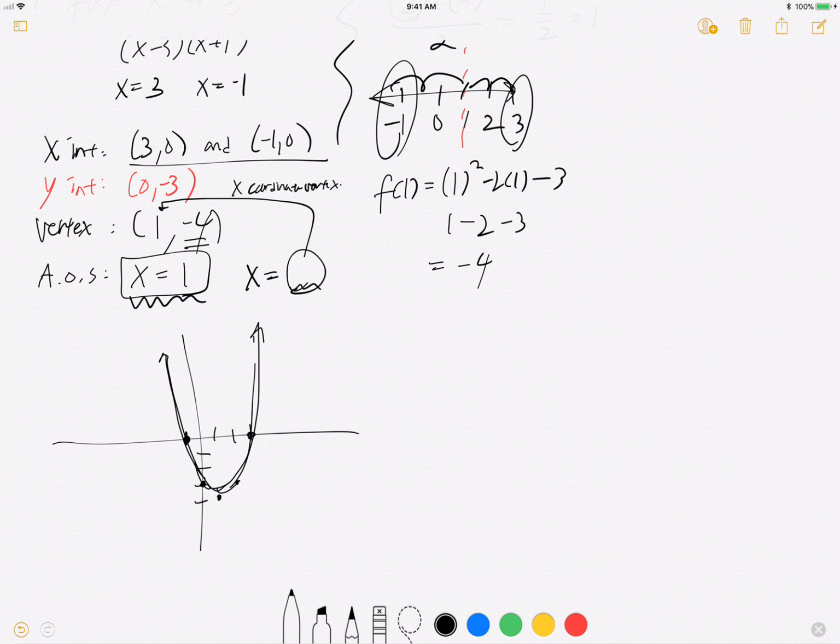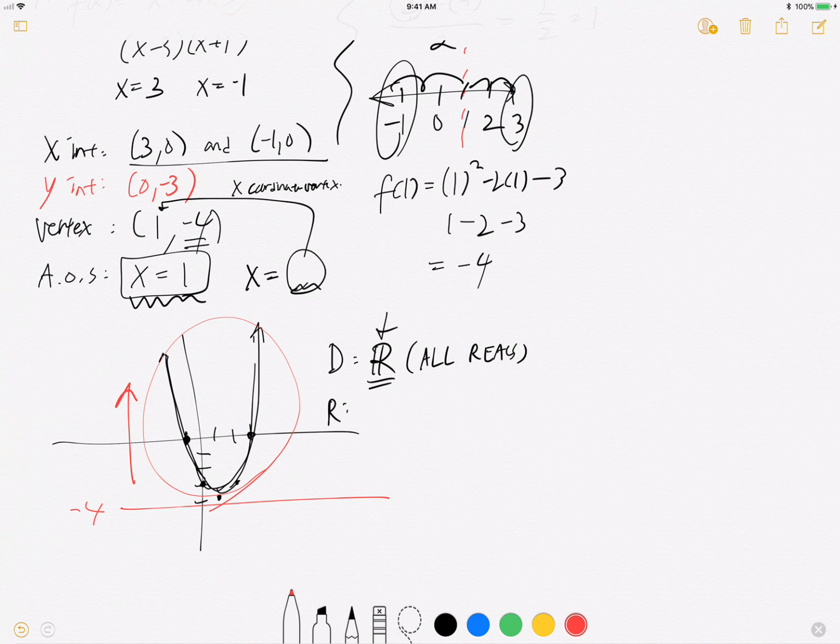So as you can see here, domain, I always told you in class, is going to be all reals. If you're wondering what this is, that's the symbol for all reals. The range here would be from negative 4 and upwards, because all the values are present above negative 4. So you say y is greater than or equal to negative 4, because all the values are up here, which means it's greater.